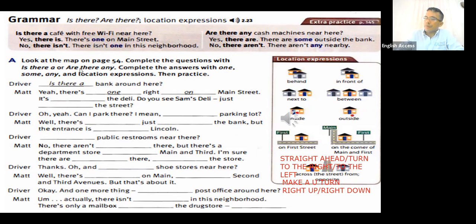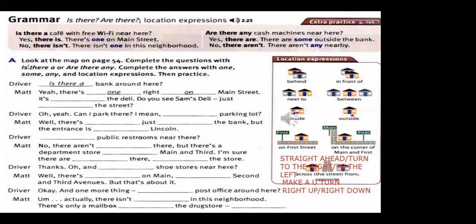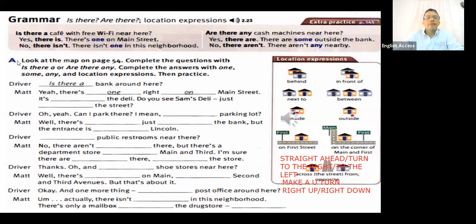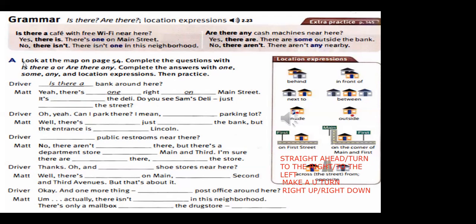Let's do the last exercise before we finish. Look at the map on page 54, complete the questions with is there or are there any? Okay, Alejandra, can you read the instructions here, please? Look at the map on page 54. Complete the questions with is there or are there any? Complete the answers with one, some, any, and location expression, then practice.